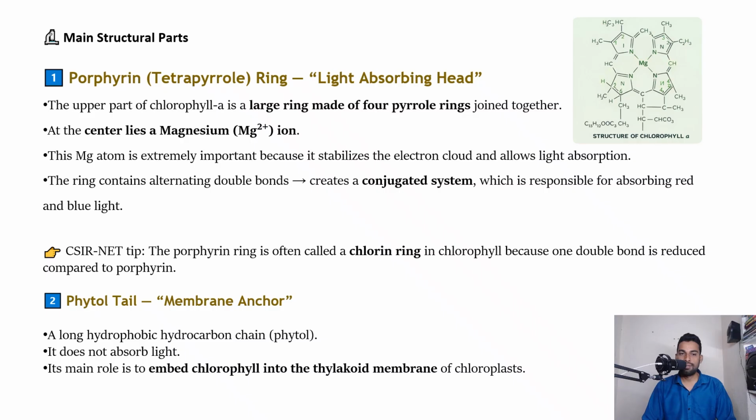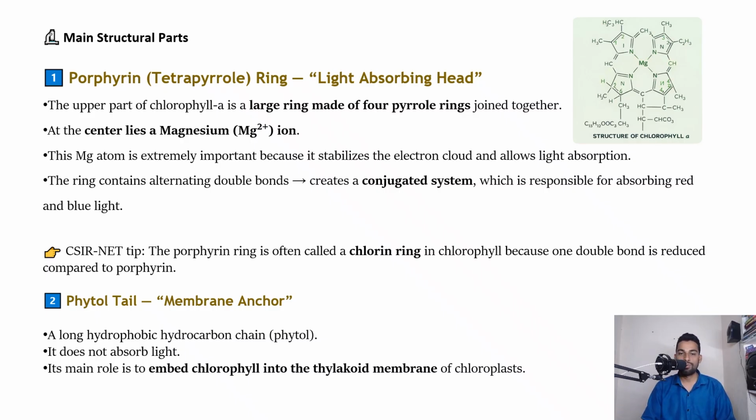First let us see chlorophyll-a structure. Let us see main structural parts. You can see that there is a magnesium ion in the center of chlorophyll-a. There are 4 pyrrole rings. You can see in the diagram. Also, this magnesium ion is responsible for absorbing the light. Also, it stabilizes the electron. Okay, you can study this.